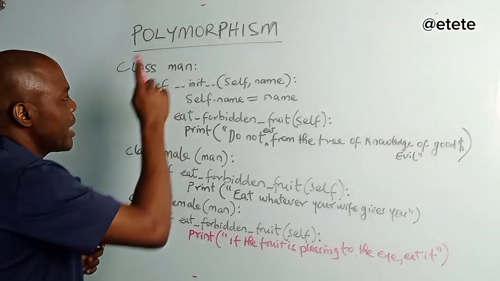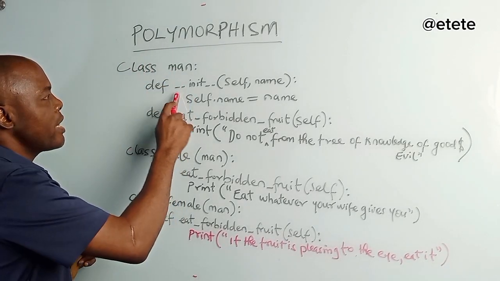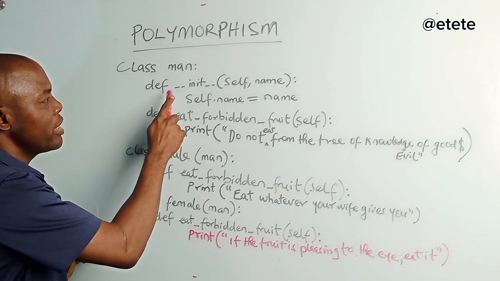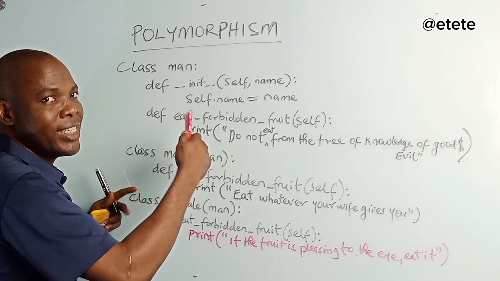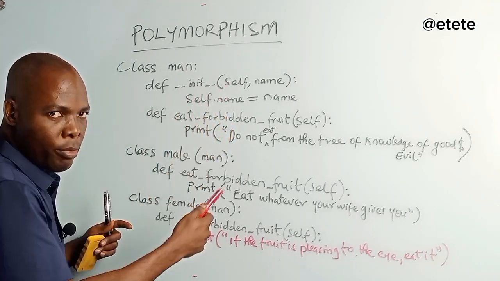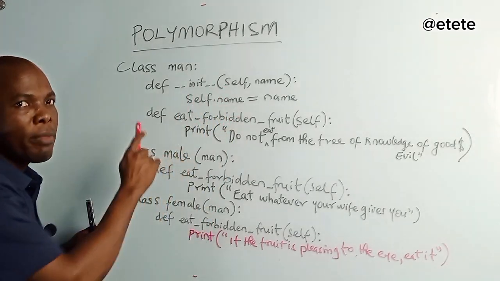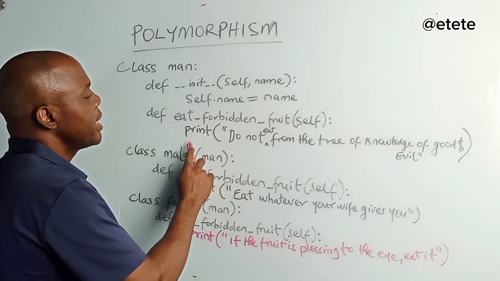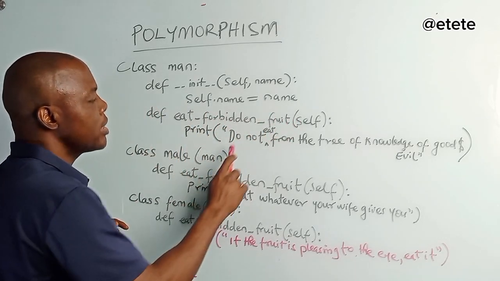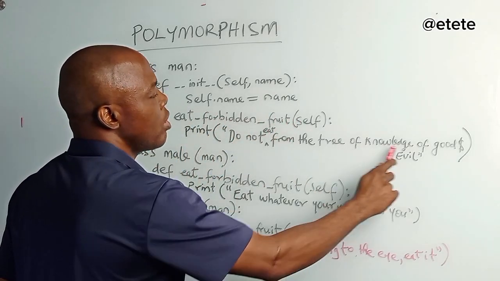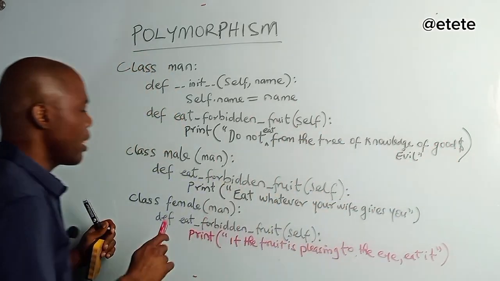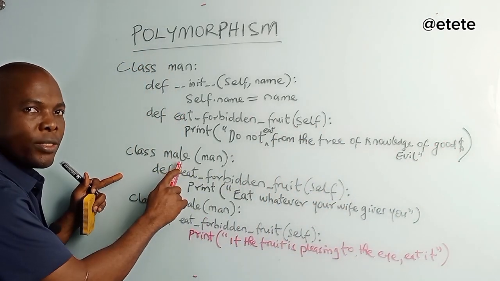We've created the parent class, which is man. And inside this parent class, we have two methods. The first one is the init method that initializes the object. Then the second method is what? Eat forbidden fruit. Now, inside this method, the instruction there is do not eat from the tree of knowledge of good and evil.